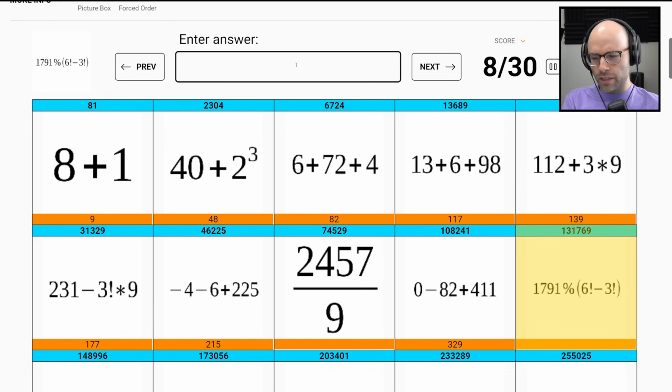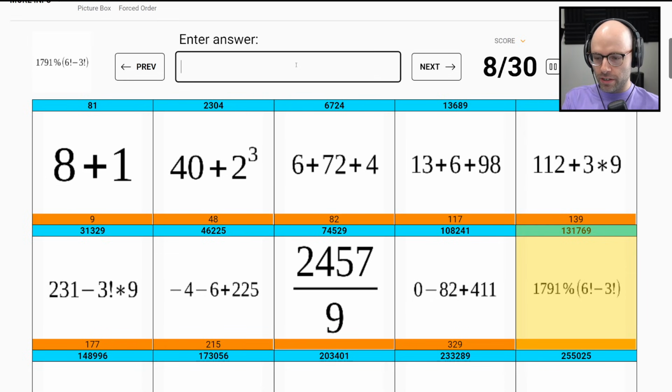Can I get an... Is this a modulo? 1791 modulo, the factorial of 6 minus the factorial of 3? Okay, I can do that. It's 30, 120, 240, minus 6. I can't do that. No, you're insane. I thought in my head at least. Wait, maybe I can? Actually, give me a second here.